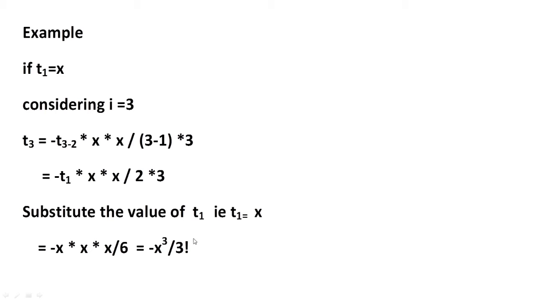By this we understand that knowing the first term, we can know the second term in the sine series, and knowing the second term we can know the next subsequent term, that is minus x raised to 5 divided by 5 factorial. Fine. Now we'll get into the programming aspects to solve this problem.